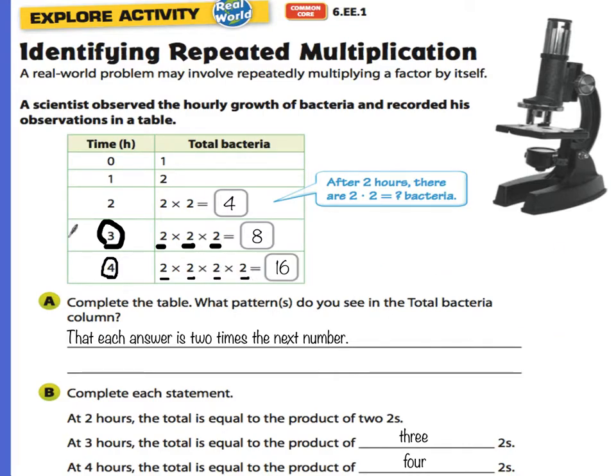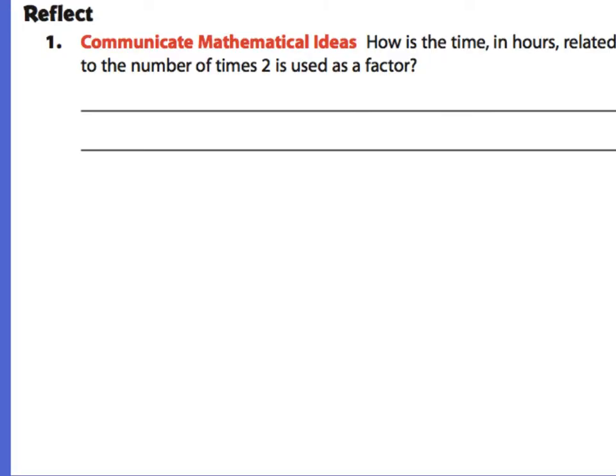All right, so how do we make this smaller? Think about this: he could have watched this for 10, 20, 30, 40 hours. He could have watched this for days on end. And we don't want to have all these times 2, times 2, times 2. So how can we shorten this when it comes to repeated multiplication?